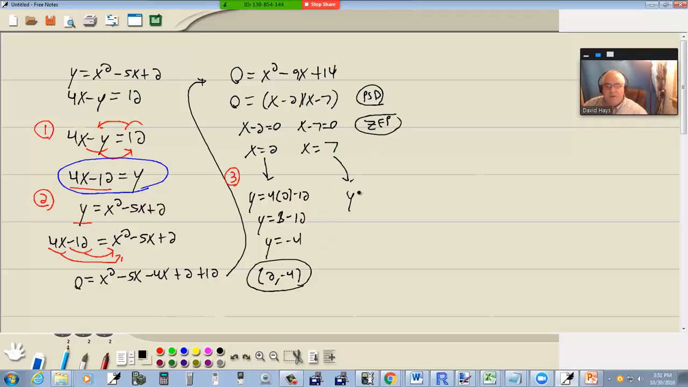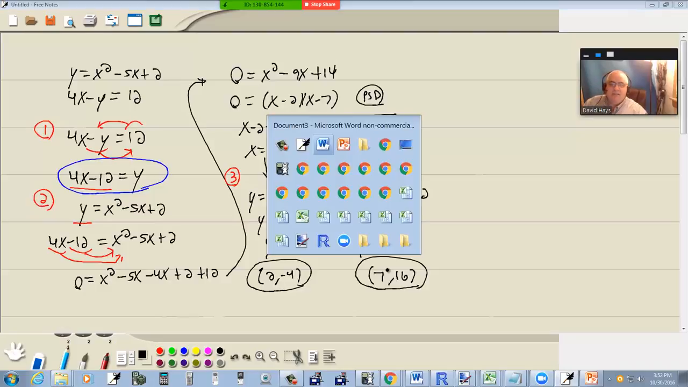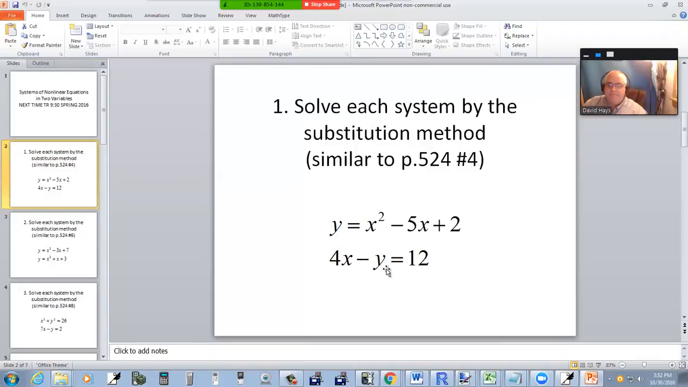Now for this one, I'll plug 7 in. So I got 4 times 7 minus 12. So 28 minus 12, or 16. So that answer will be 7, 16. Now that's a substitution method. Let's take a look at the addition method now.